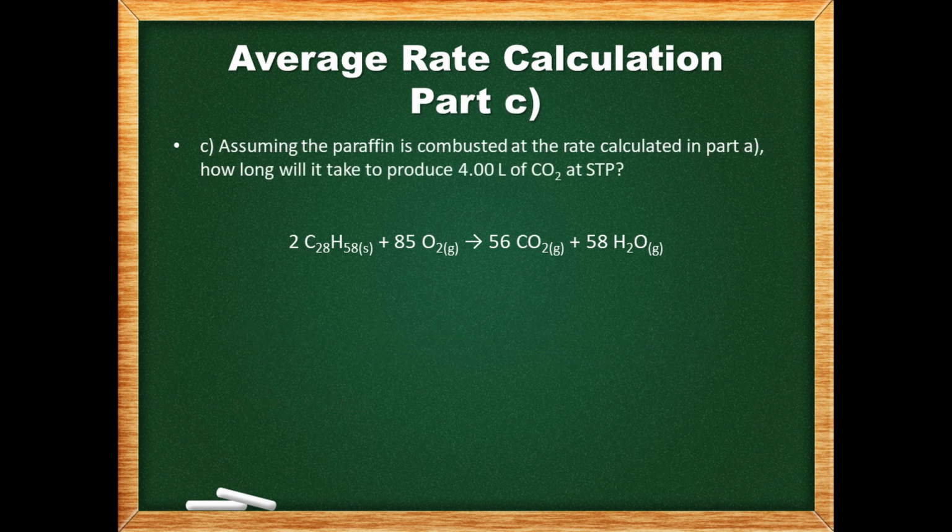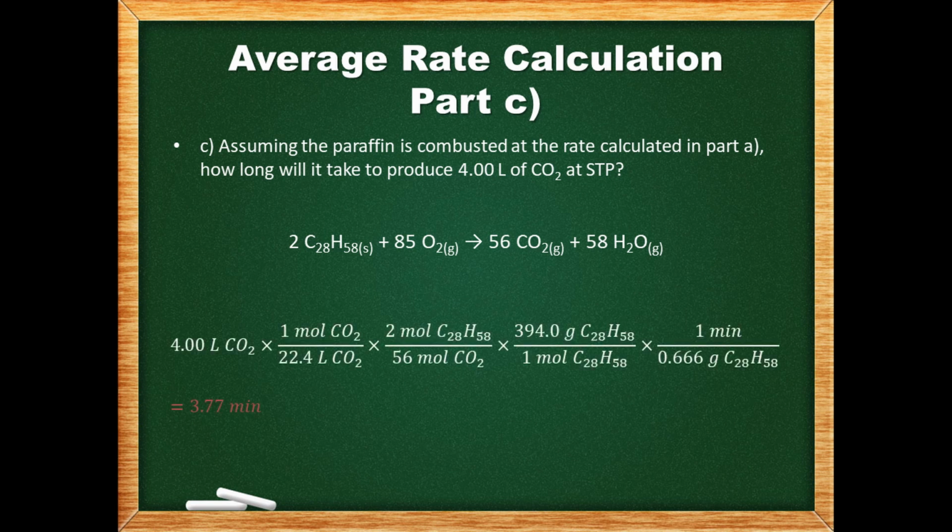For part C, we assume that paraffin is combusted at the rate calculated in part A, and we want to calculate how long it will take to produce 4 liters of carbon dioxide gas at standard temperature and pressure. We want 1 unit for our final answer, so we will begin with a quantity with 1 unit and convert it. Knowing that there is 1 mole for every 22.4 liters of gas at STP conditions, we can use the mole ratio to convert to moles of paraffin. Since we have the rate of reaction in terms of the paraffin, we can then calculate the time required to produce 4 liters of carbon dioxide. The key in general to these kinds of problems, where derived units are involved, is to determine which form of the conversion factor to use and where to begin.